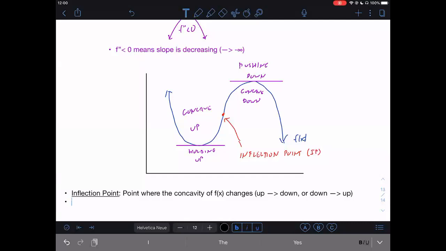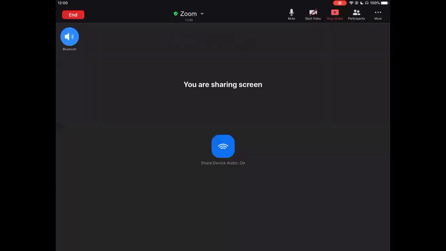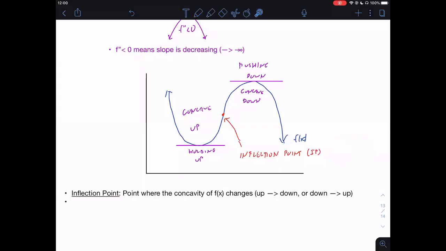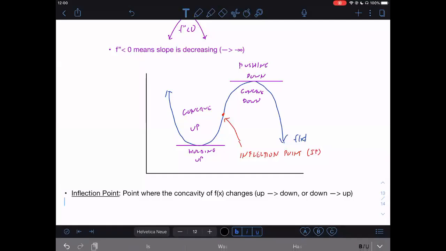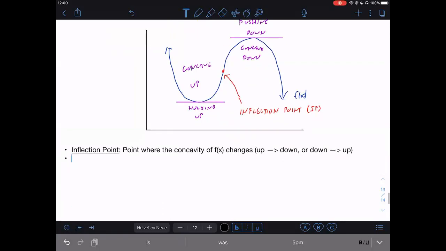So what we want to figure out then is, how can we find these inflection points? We want to use the second derivative, not only to determine the type of concavity our function has, but also to figure out where those inflection points are. And in order to find these inflection points, it is similar to finding the critical numbers from the first derivative.